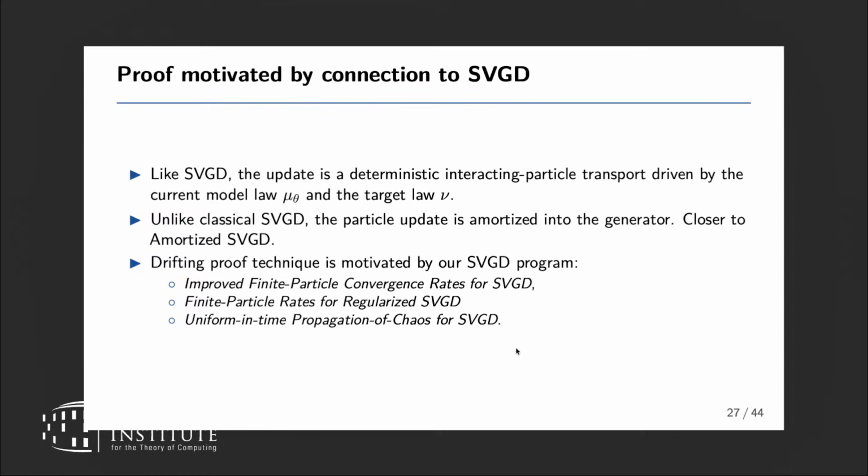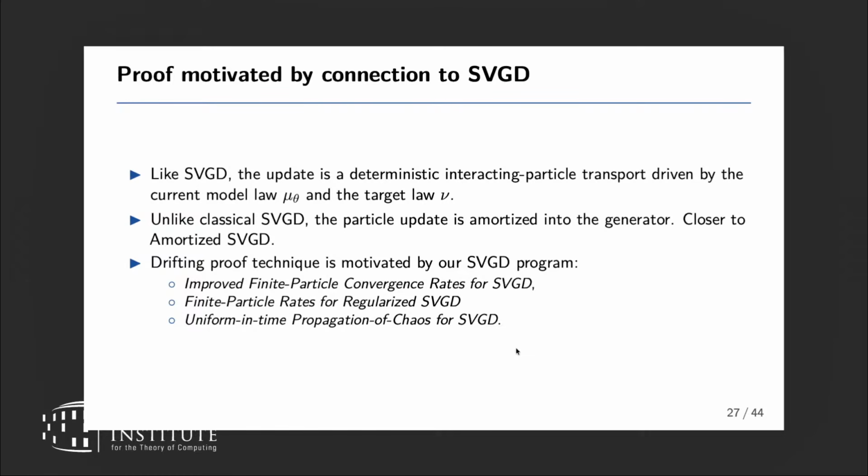In particular, our recent result says that, uniform in time, you have a propagation of chaos. So basically, you can treat the individual particles as independently evolving. That's the latest result we have on SVGD. All of the proof structure that I'm going to show, all of our proofs for the drifting itself, is motivated by the proof structure of SVGD, right?